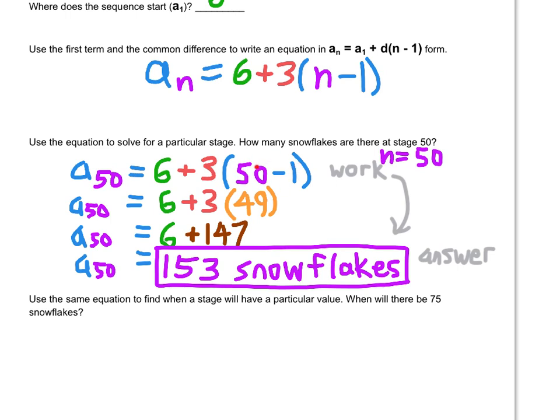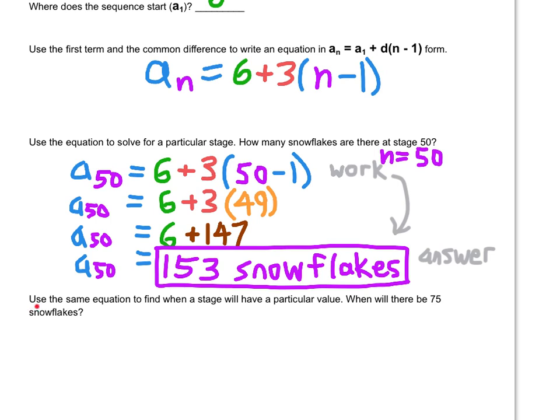We start with the 50 minus 1 is 49. 49 times the 3 is 147. 6 plus 147 is 153. Again, all I really have to do is type in 6 plus 3 parentheses 50 minus 1 parentheses on the calculator. That's our work. Boom, answer is 153.